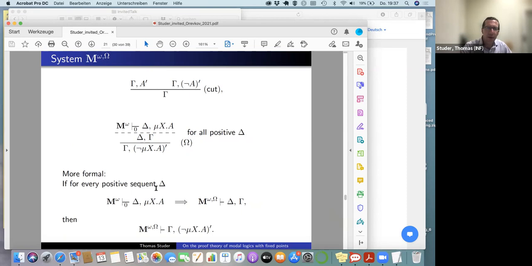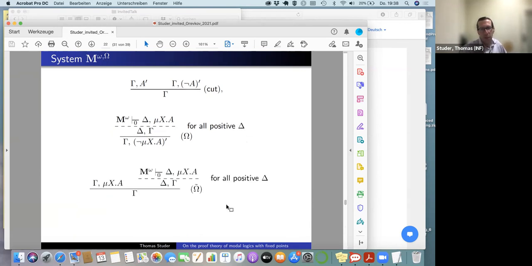So if for every positive sequent delta, we have the following implication: if we have a cut-free proof in M small omega of delta, mu xa, then we get a proof of delta, gamma in the system now with big omega rule. So if we have this, these are all the premises of our rule, then we are allowed to infer gamma, not mu xa. So there are infinitely many premises now, infinitely many derivations, which is shown here. And if we have all these infinitely many derivations, then we can infer this. And you see here, we have the prime. So using this rule, we only derive formulas that will be cut away later.